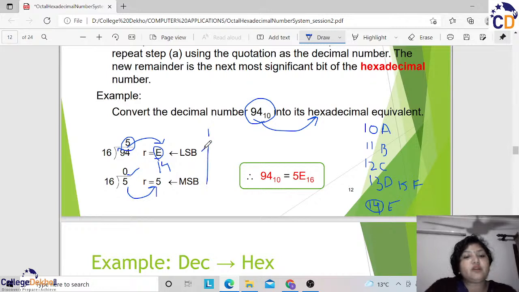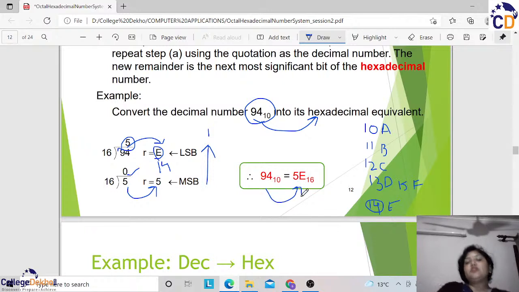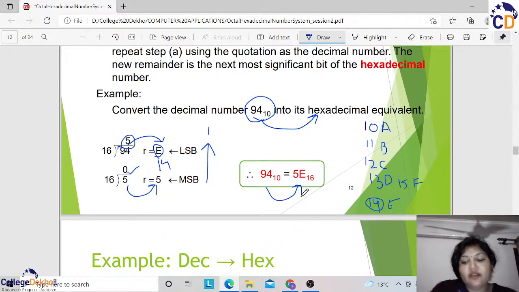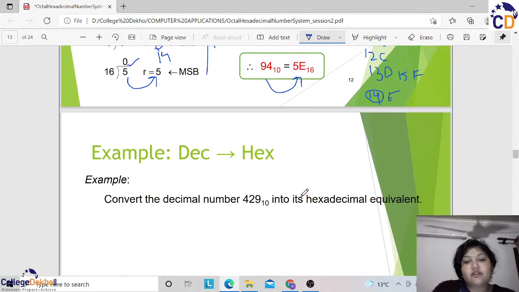So we are writing like this. Your 5E would be the answer, the hexadecimal representation of this decimal number, that is 94. Right? Let us take another example.